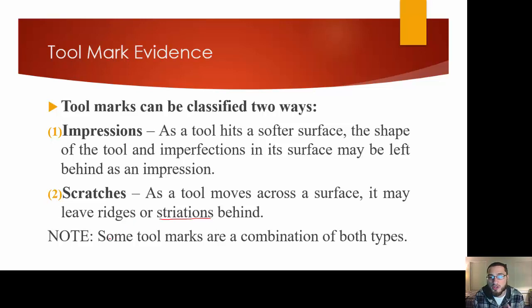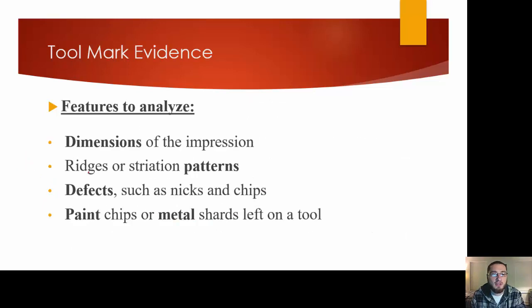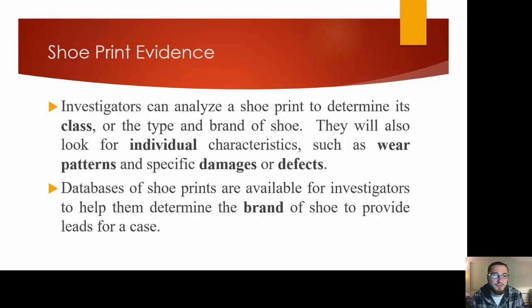So some tool marks are a combination of both types. Typically, we talk about both the impressions that are left and any scratches that we can find in it. And then features to analyze: dimensions of the impressions, ridges or striation patterns, defects such as nicks and chips, and then paint chips or metal shards left on a tool.